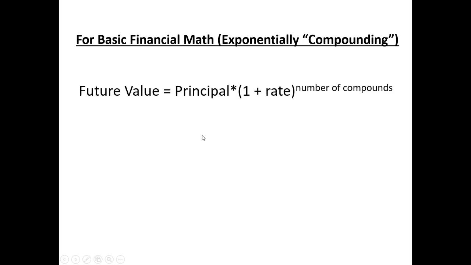We're going to spend most of our time in this class looking at compounding in financial math, so exponentially compounding. And honestly, this is kind of the basic formula we're going to work off of. We used it today a whole bunch of times. The future value of an investment is going to start with your initial deposit, which is, I think, called a principal. I'm pretty sure that's right. Times, now this is the interesting part, and we're going to talk about this more tomorrow in the next series of videos, one plus the rate is going to be raised to the number of compounds.